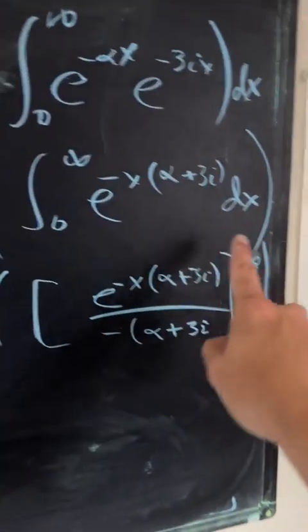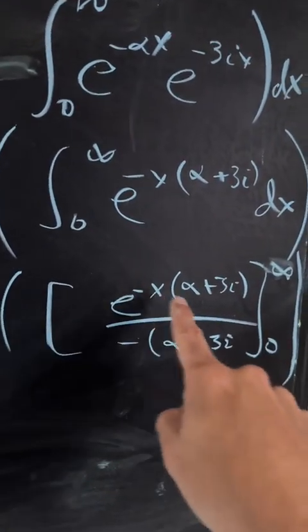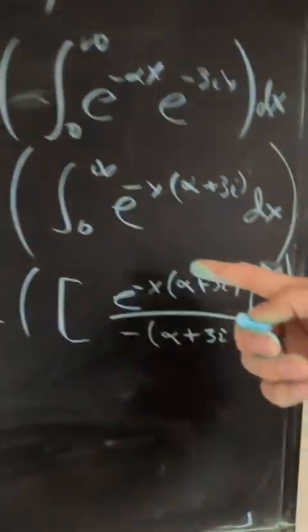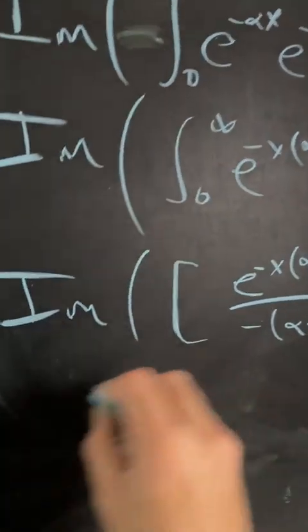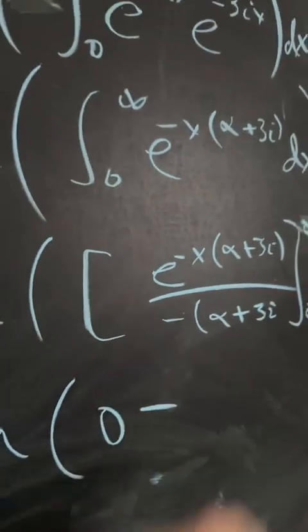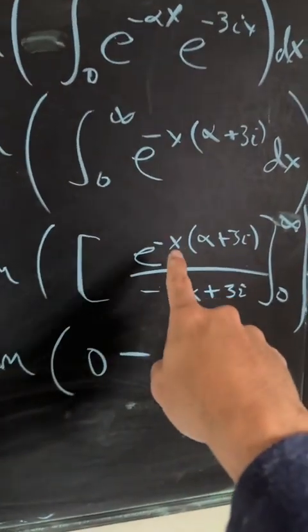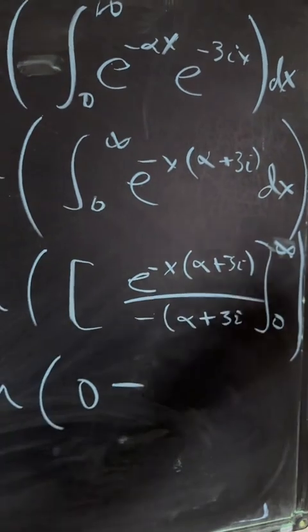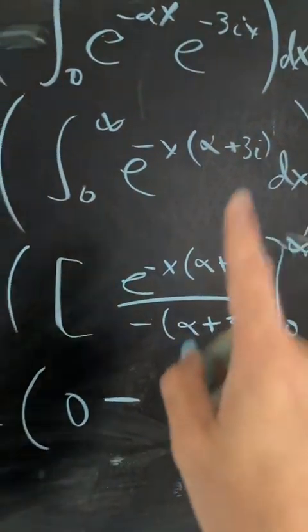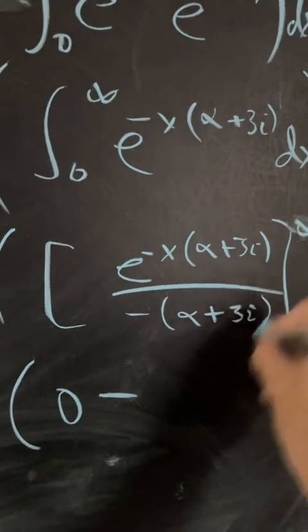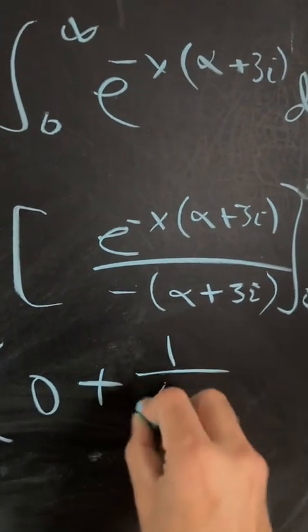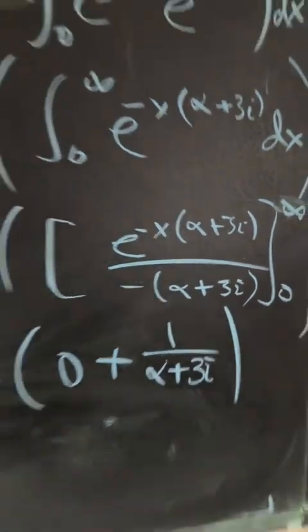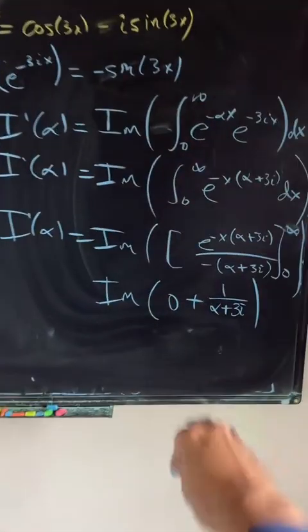Okay, so when I plug in infinity in here, I'm going to get e to the negative infinity. Now remember, just like in the very beginning, when you had a negative infinity, it goes to your denominator, so it becomes 0. So we know that part is going to be 0. So we have imaginary portion of 0 minus, and then now we're going to plug in 0 in here. E to the power of 0 times anything is just 1. So we have 1 over negative of this right here. Now, because you have a negative part on there, I'm just going to put a plus 1 over alpha plus 3i. Okay, so this is our answer right here.